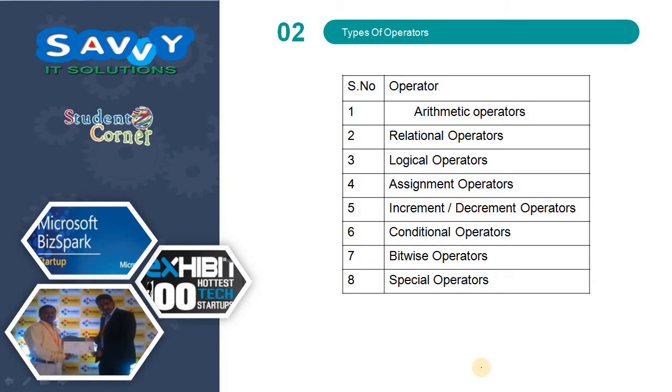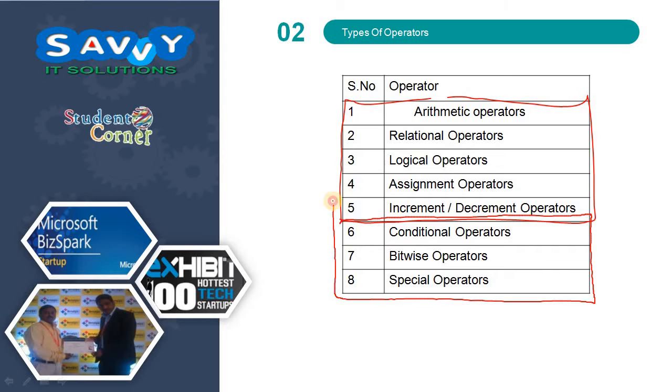Now the operators are actually classified into eight categories: arithmetic operators, relational operators, logical operators, assignment operators, increment and decrement operators, conditional operators, bitwise operators, and special operators. We already discussed up to increment and decrement operators. We need to discuss only the leftover conditional and bitwise operators in this video.